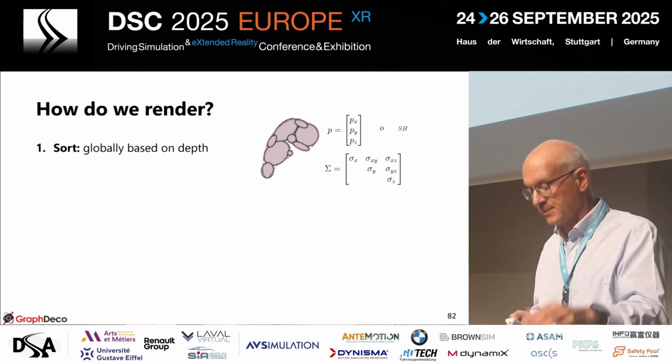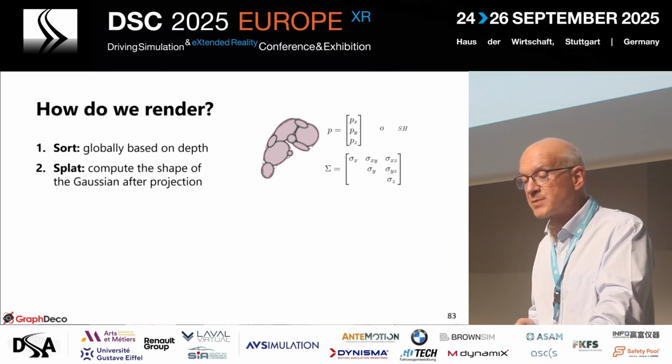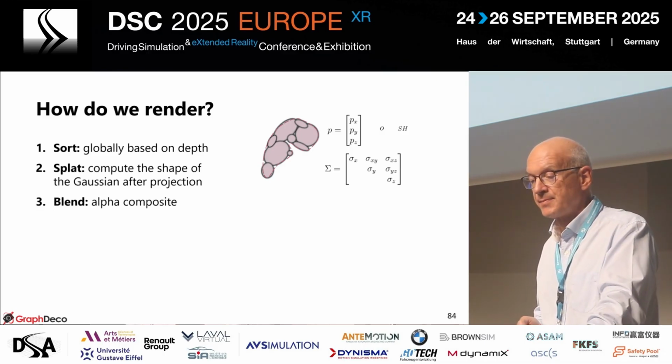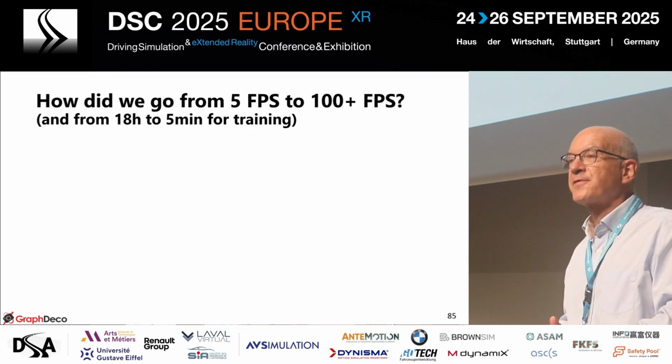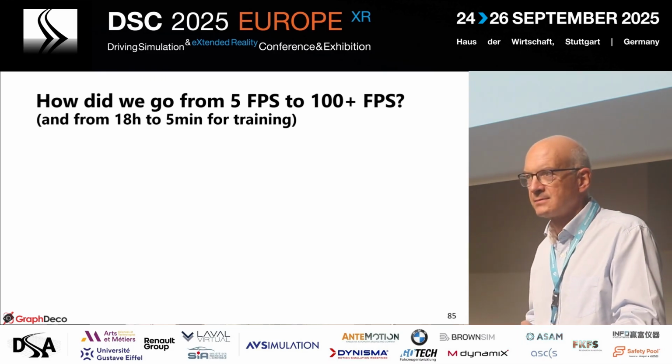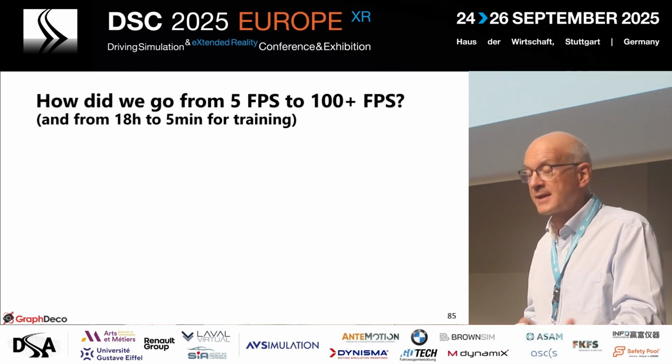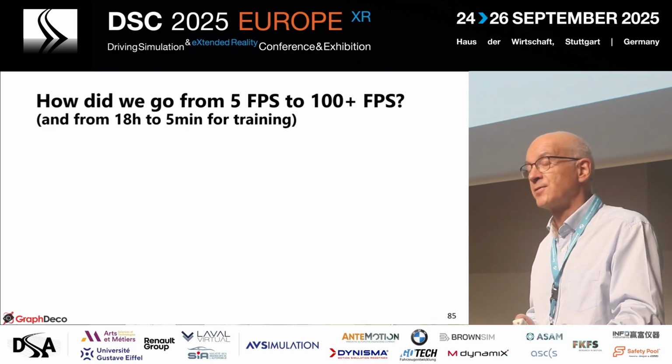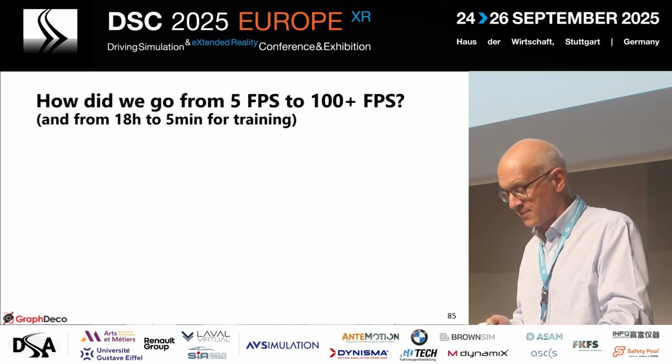Here we sort globally, but it works well enough. Then we splat, and we do the alpha composite. So how did we go from 5 frames per second to 100 frames per second? It's kind of a big change. And that also means that from 18 hours of optimization, you can get optimization done in 5 minutes.